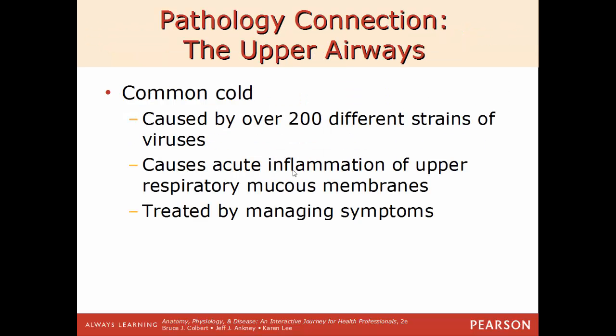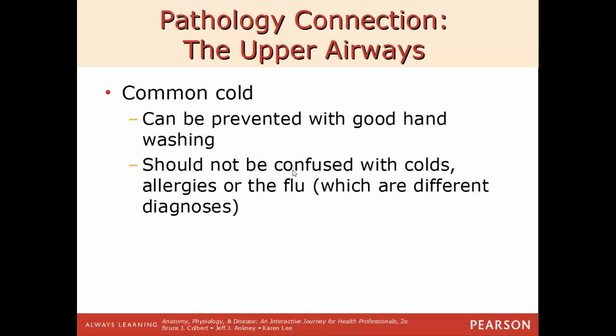All right, now we'll talk about another pathology connection with the upper airways. First off, the common cold. This is caused by over 200 different strains of viruses. This causes acute inflammation of the upper respiratory mucous membranes, and you treat this by managing the symptoms. Now, it can be prevented with some basic hygiene, such as good hand washing.